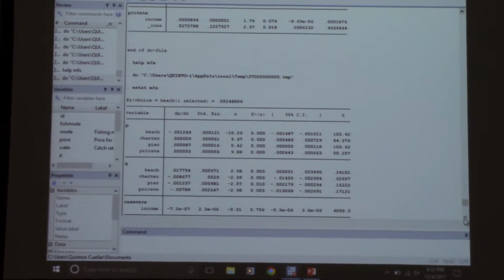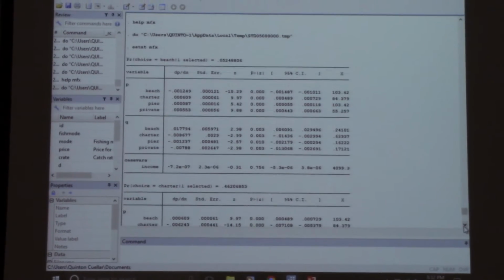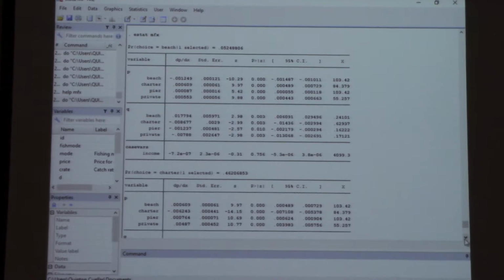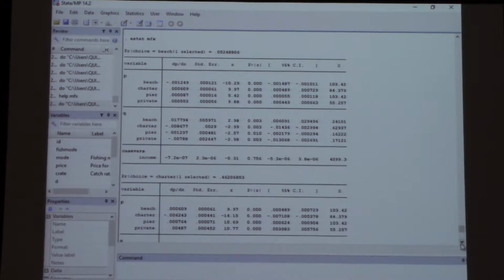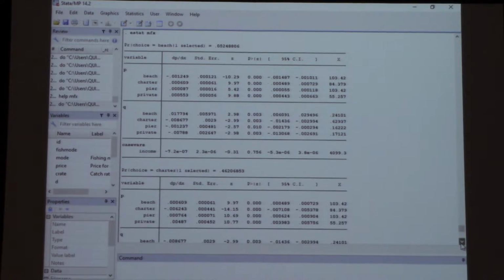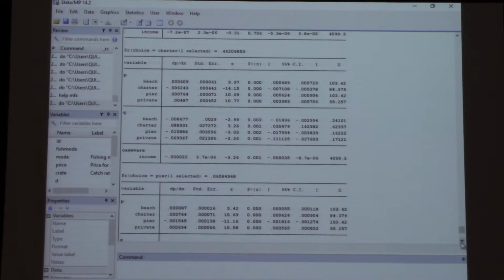Should make us a lot happier. The problem wasn't that these factors don't matter. The problem was that we're using the wrong methodologies. And we should always go by and check these things. So here's beach, here's charter.